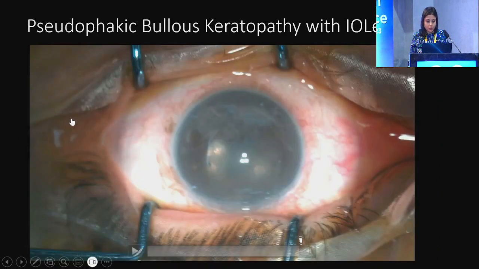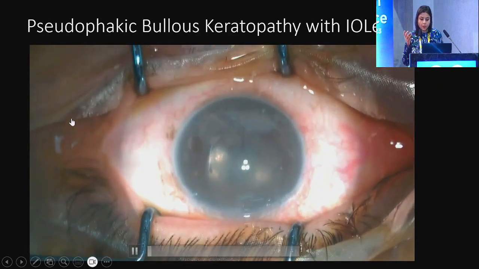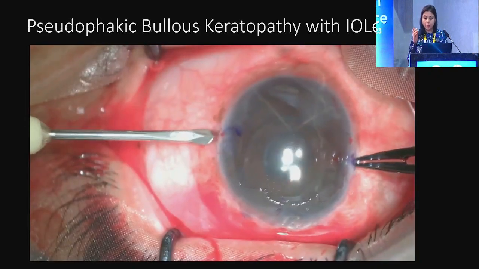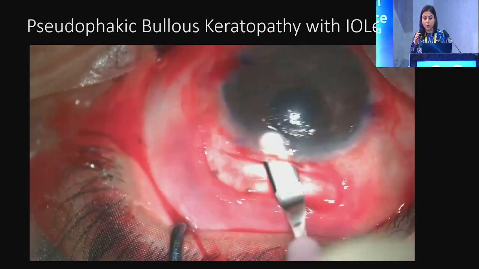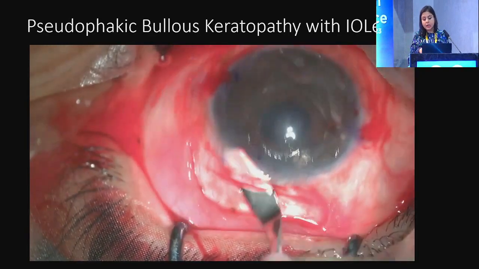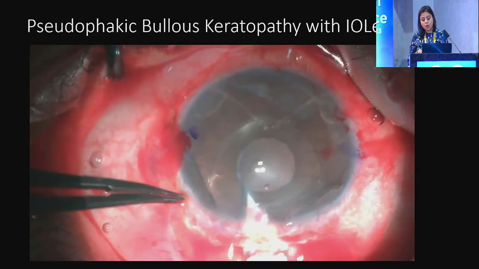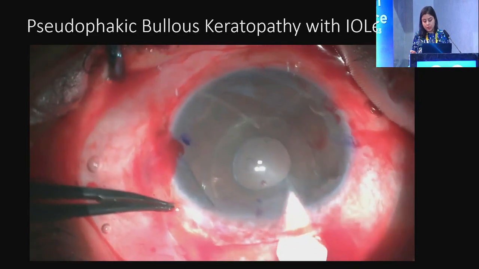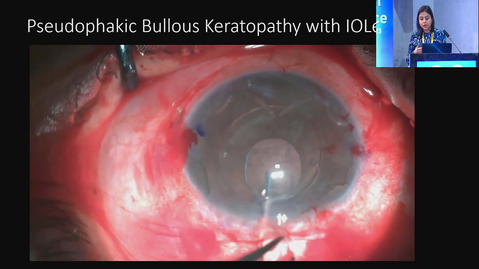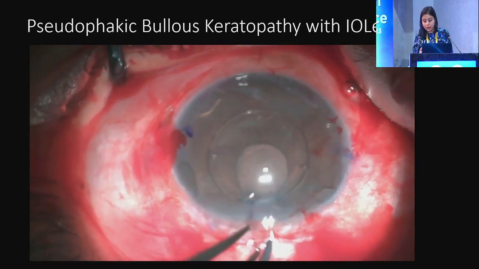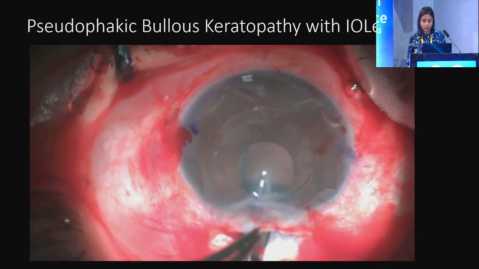This is another case scenario that I would like to share with you. This patient was operated for cataract surgery about 25 years ago, and he has come up with a corneal decompensation now, and he needs an IOL exchange along with an endothelial transplant. When we remove the epithelium, that greatly enhances the view, and we are able to see this IOL very clearly now, which needs to be removed from the anterior chamber.